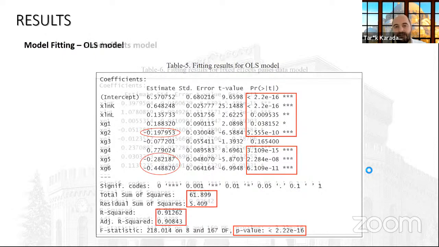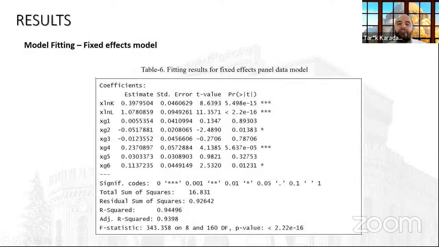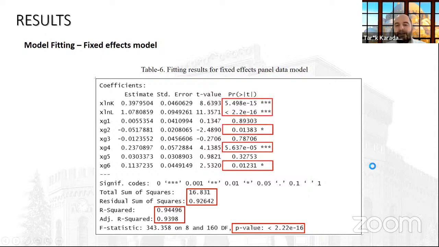And this is the panel data analysis, again in R. Now we have higher R square and adjusted R square values. Again, the p-value is very small, and we have a residual sum of squares almost 1/6 compared to the classical model. Now we have fewer statistically significant coefficients, and only one of them is negative. It is the G3.